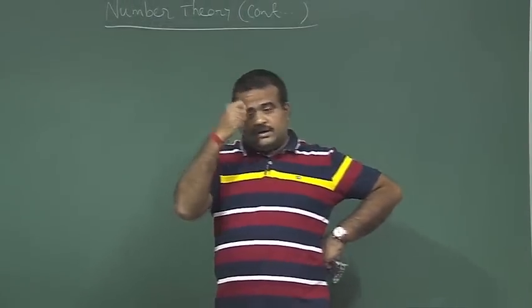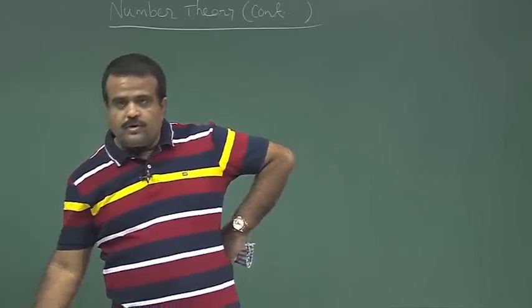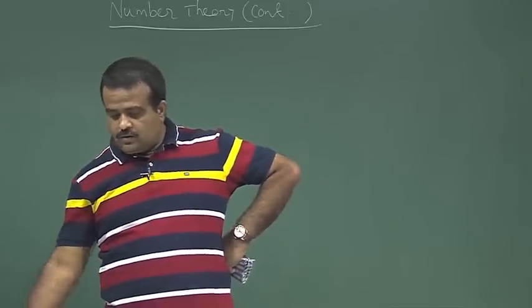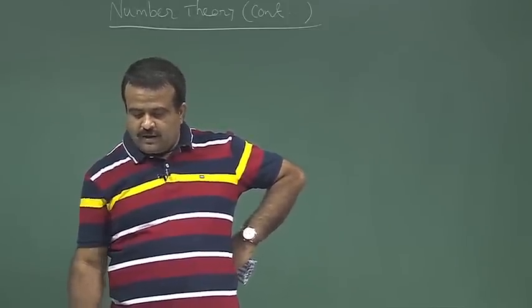Okay, so we talk about the Euclidean algorithm, or Euclid's algorithm, which is basically the method to find the GCD.